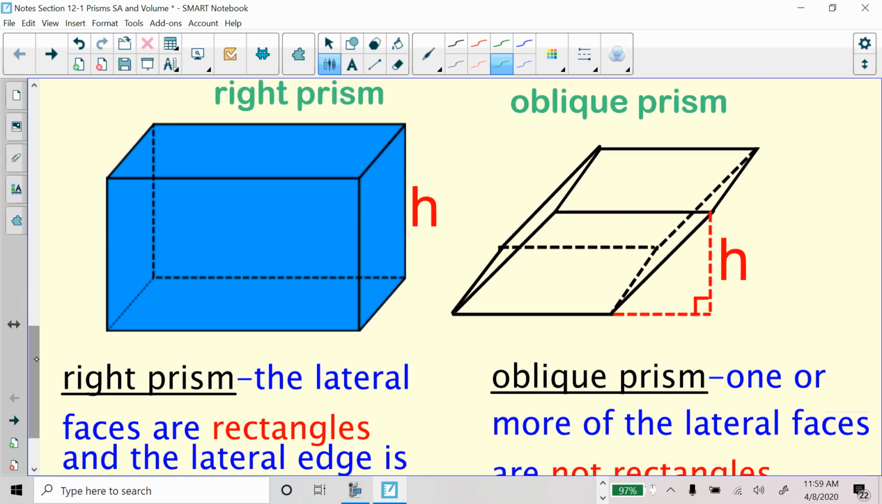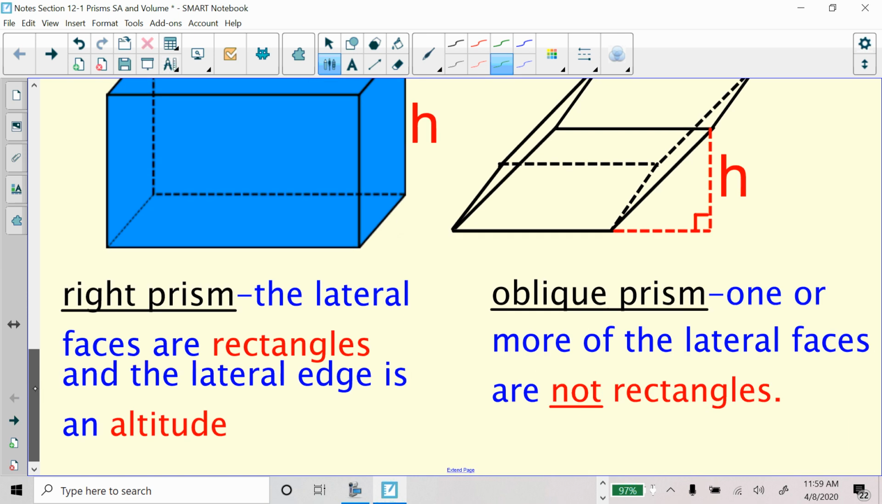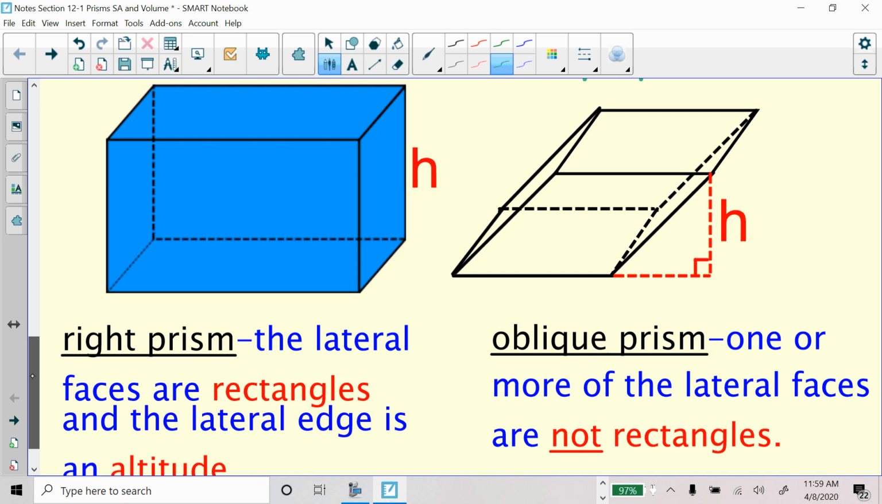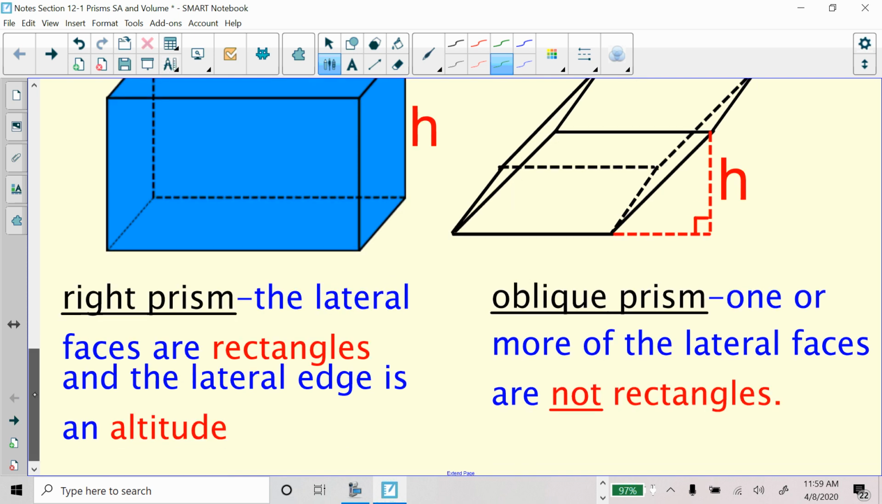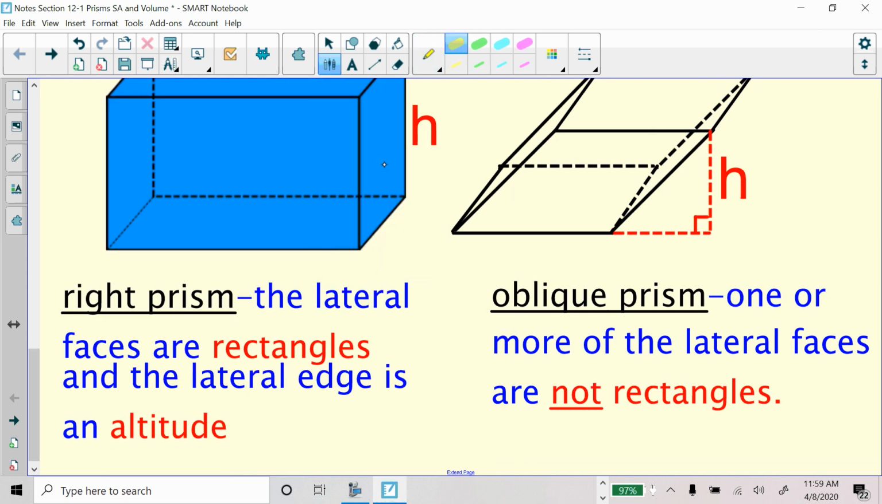face. So a couple of different prisms that we'll talk about are right prism and oblique prism. We won't do a lot with an oblique prism, but a little bit of right prism. In a right prism, the lateral faces are rectangles and the lateral edge is an altitude. So in this case, here's a lateral edge right here, and the lateral faces are the rectangles here, here, and in the back.